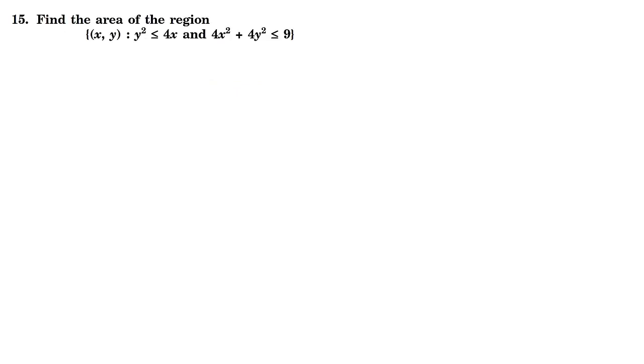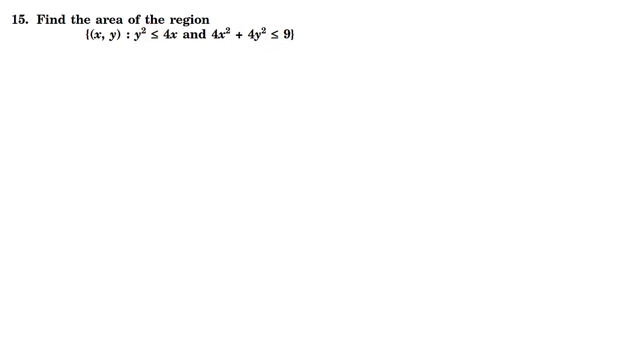Next we shall discuss the 15th question. Find the area of the region {(x, y) such that y square less than or equal to 4x and 4x square plus 4y square less than or equal to 9}. So we have to find the area. But here there is something new for us, the inequality symbol less than or equal to.